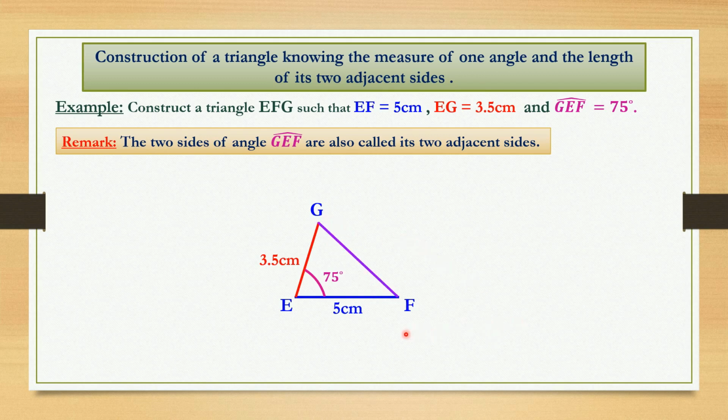So this is how we construct a triangle, knowing the measure of one of its three angles and the length of its two sides, or we can also say the length of its two adjacent sides.